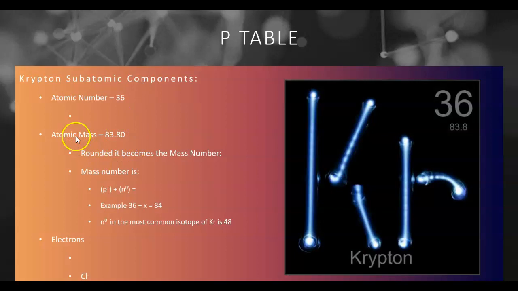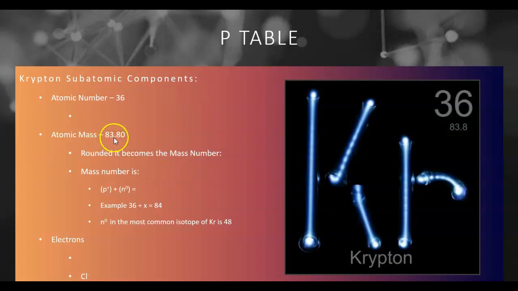Okay, so in this case, the atomic mass of krypton is 83.80, and I put 80 because it's a little bit more accurate. This one has 83.8, but it doesn't really matter for us because we don't have to worry about significant figures yet. When we round the atomic mass, we're going to get something called the mass number. And the mass number is really important for us to figure out the number of neutrons in the atom. So we need that mass number.